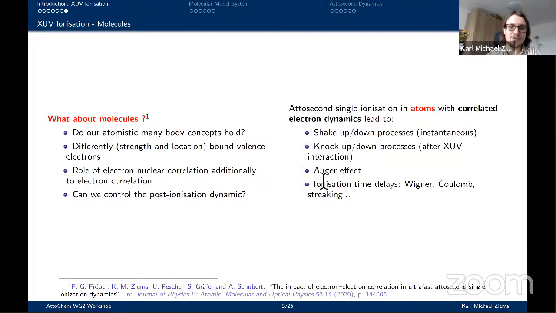So the question which arises now, which my talk is considering, is what about molecules? If we now go to multi-centered systems, to our molecules, how well do these properties we find in atoms hold for molecules? What kind of effects arise because we now have differently bound electrons in strength and location, and what's the role of electron-nuclear correlation in addition to the electron correlation effects we know from atoms, and can we somehow control post-ionization dynamics? This is a rather long list. I'm obviously not going to address all of this, but I'm trying to introduce to you the model system we are using in quite thorough detail. It's a numerically based conference, and I'm going to briefly explain the attosecond dynamics we see in this model system.